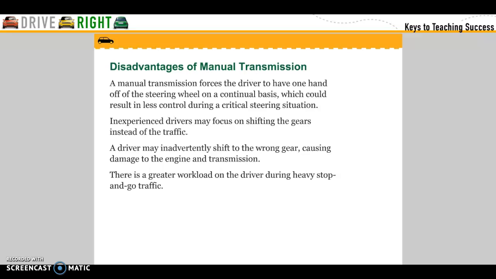Disadvantages of manual transmission. A manual transmission forces a driver to have one hand off the steering wheel on a continuous basis, which could result in less control during a critical steering situation. Inexperienced drivers may focus on shifting the gears instead of the traffic. A driver may inadvertently shift to the wrong gear, causing damage to the engine and transmission. There is a greater workload on the driver during heavy stop-and-go traffic.